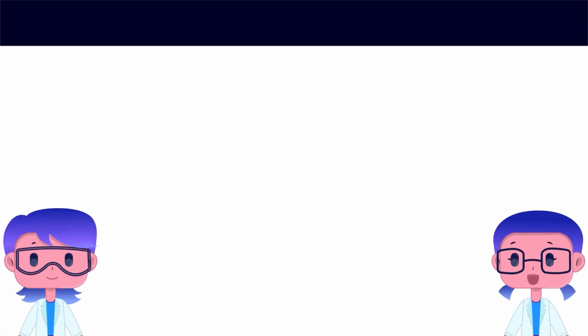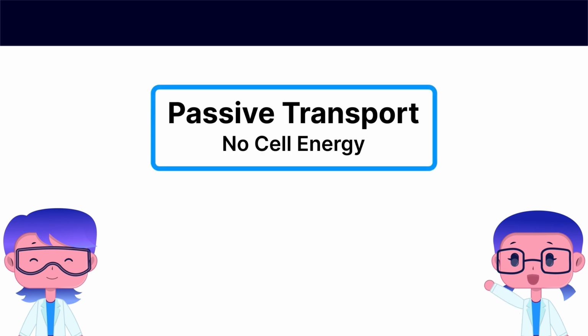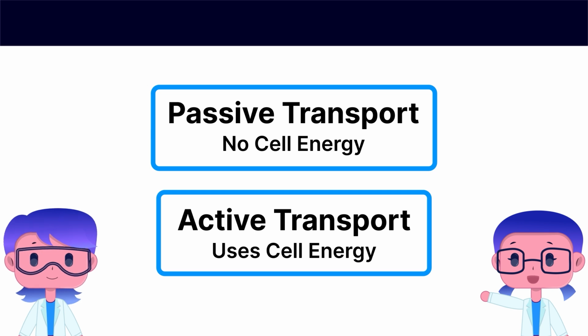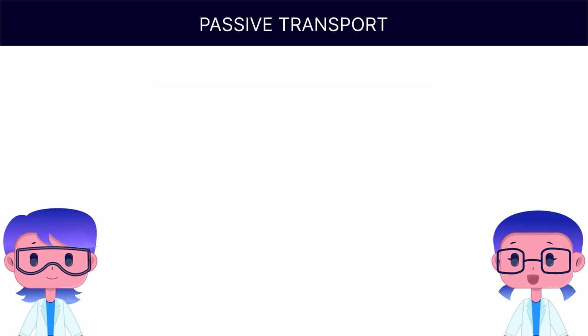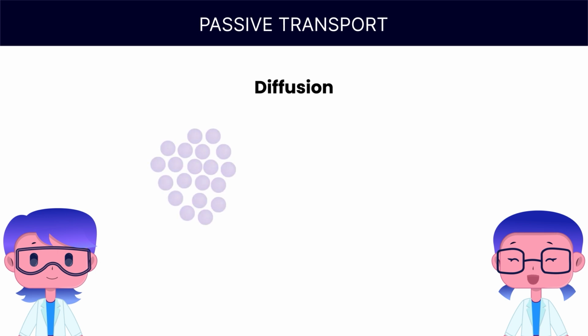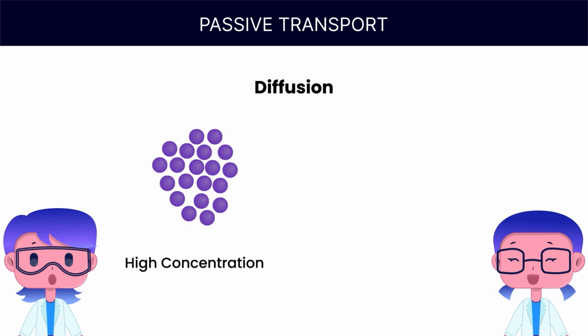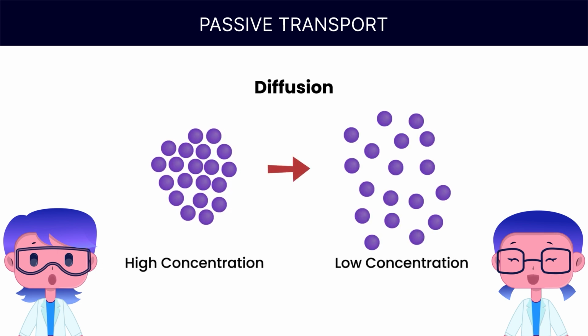I recall there are two ways that molecules can be moved in and out of the cell. That's right. They can move via passive transport without using cell energy, or active transport using cell energy. In passive transport, a process called diffusion occurs in which the molecules move along a concentration gradient. From here, particles move from a high concentrated area to a low concentrated area.